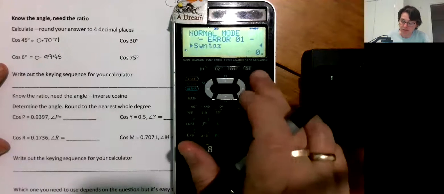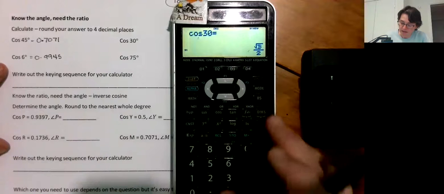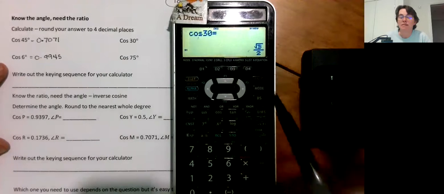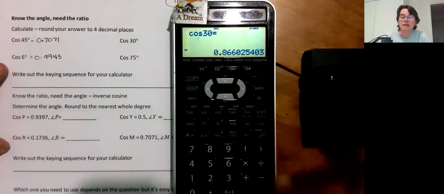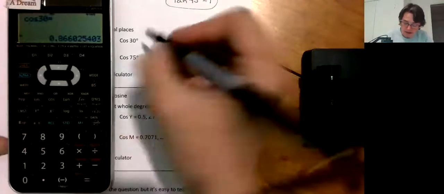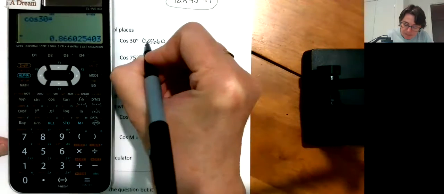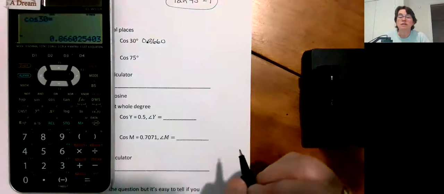Oops. Now, see what happens when I do this? My calculator gives me an error. I have to remember it's cos 30. See, that's that weird exact value, but your calculator shouldn't do that. It'll give you that right away. Now I have to move my calculator. 0.8660. I want the 0 in front. I want a decimal in there.